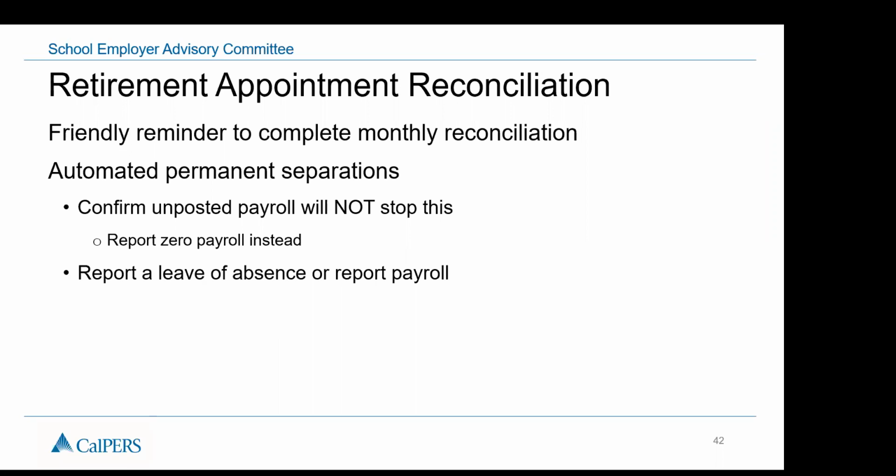And lastly, just a friendly reminder to report a leave of absence when that happens. Because if you do not report a leave of absence, let's say someone's out on maternity, something like that, and you might know they're on a leave of absence, here at CalPERS we have a really hard time finding out who's on a leave of absence. Again, if there's a situation where we have unposted pay for 6 months, that person may be caught up in that automated separation. So just make sure you're reporting those leaves of absence in a timely fashion. Next slide, please.